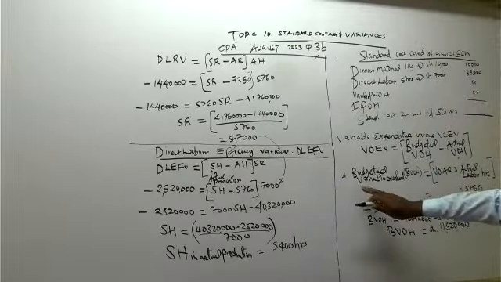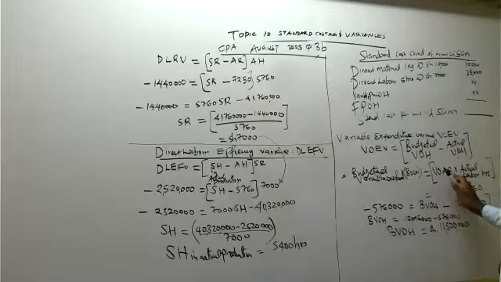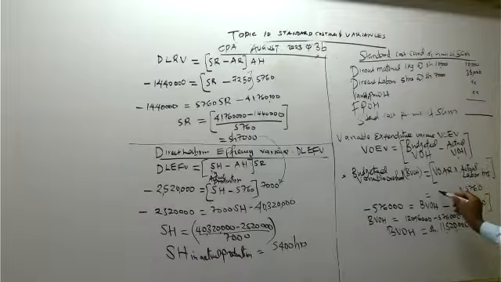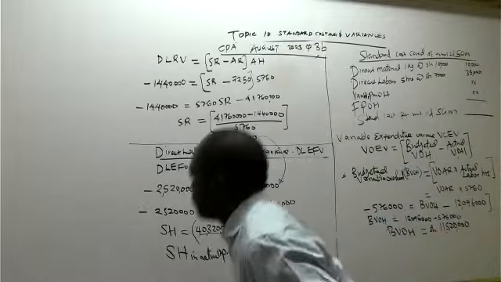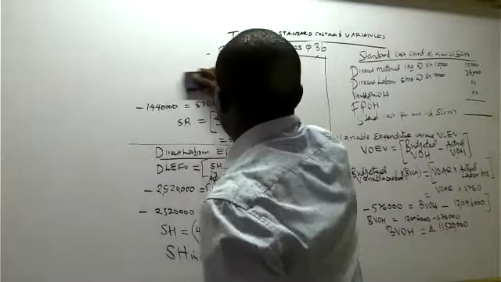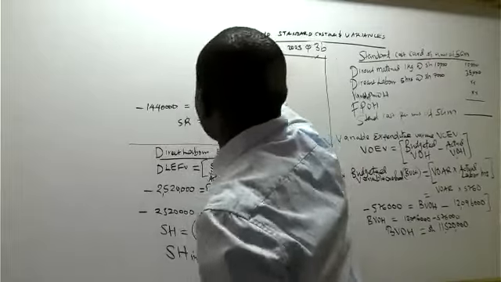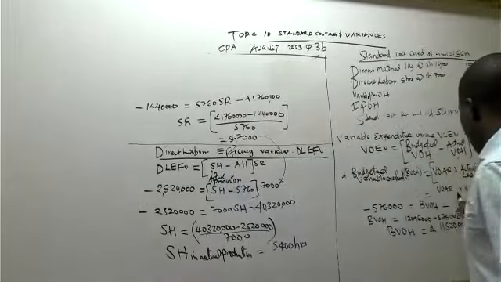Budgeted variable overhead is equal to variable overhead absorption rate times actual labor hours. Tuko na actual labor hours. Hii variable overhead absorption rate hatuna. So unaona sasa, we don't have this. Let me bring it down here for someone to follow through.